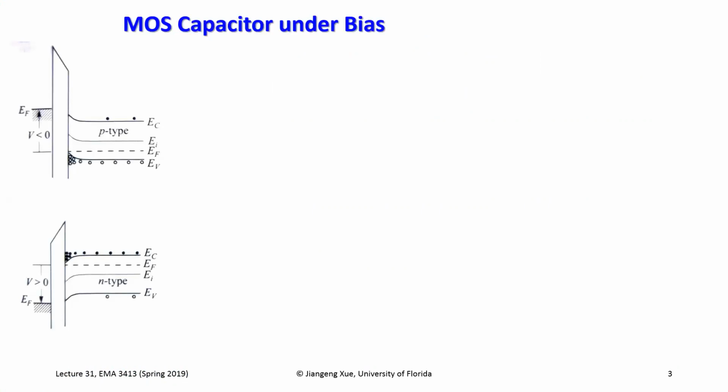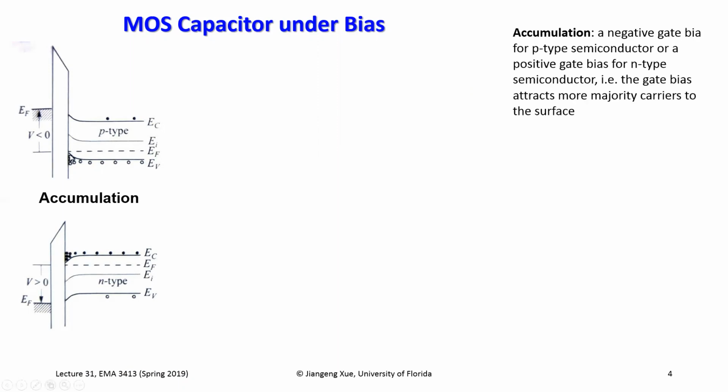So this is the so-called accumulation. For a p-type semiconductor, the bulk is p-type. If we apply a negative voltage on the metal across from the insulator, then this negative voltage will attract holes moving toward the interface. So at the interface, we're going to have a higher concentration of holes than in the bulk. That's accumulation. For an n-type semiconductor, obviously we need to apply a positive bias to attract electrons to accumulate at the interface of the semiconductor versus the oxide.